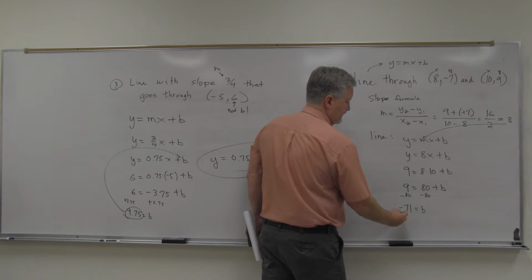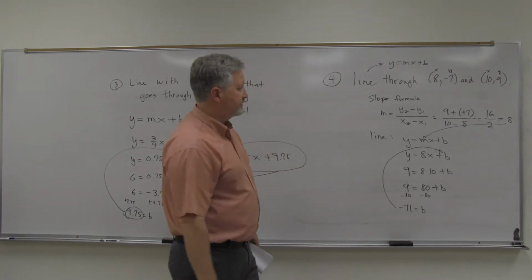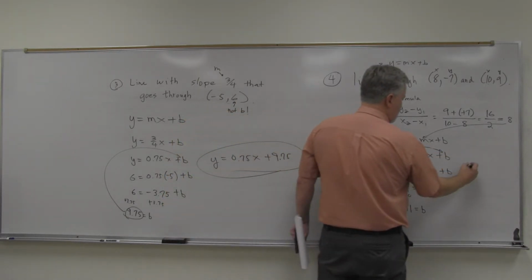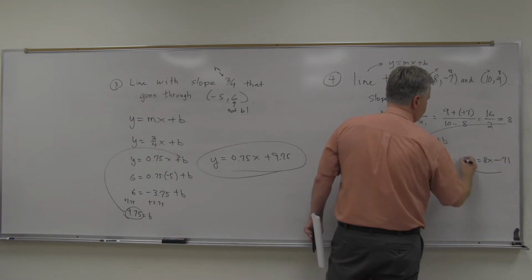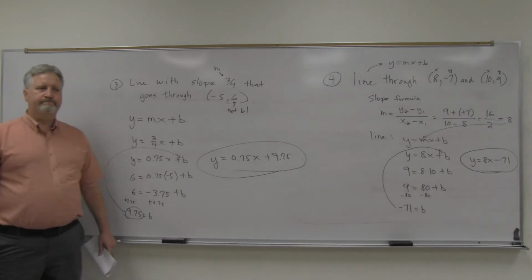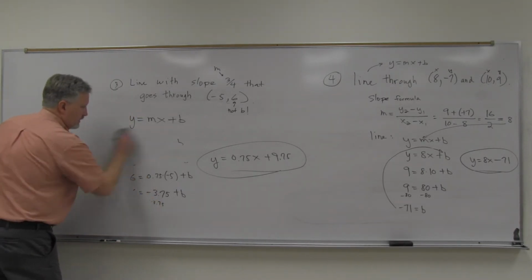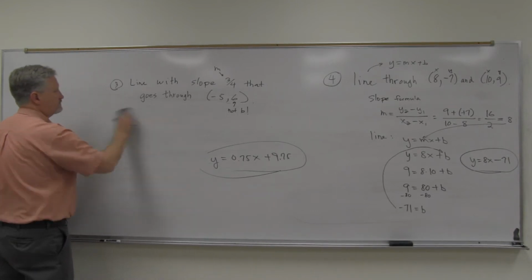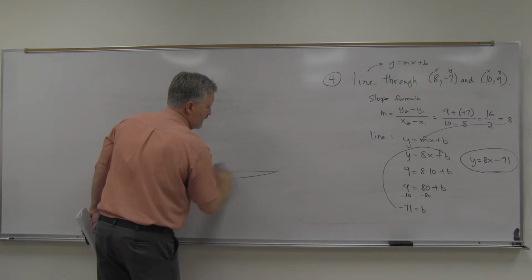And so in this particular case, b turns out to be negative. So that's not the answer. The answer is plug that in for b. So it'll be y equals 8x minus 71. That would be the line. Okay? Is that right? Any question, concern? All right.